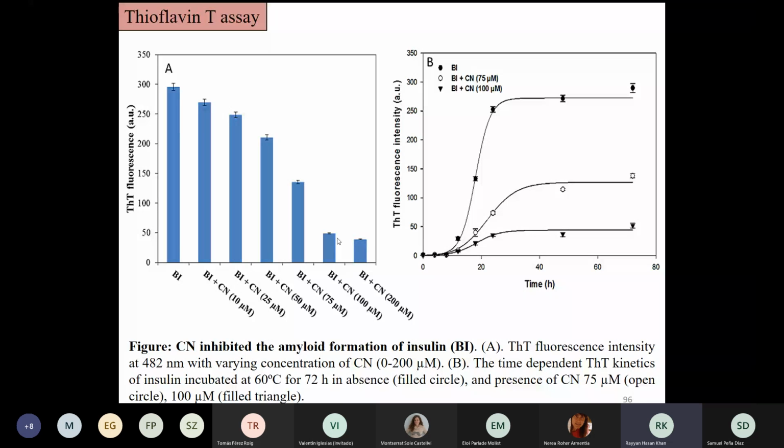So these were the points that we have taken for the kinetic measurement, 75 micromolar and 100 micromolar of capromycin. You can see this is the kinetic curve observed in the absence of capromycin, this is in the presence of 75 micromolar, and this is in the presence of 100. You can see a very sharp, steep decrease in the kinetic curve in the presence of capromycin.